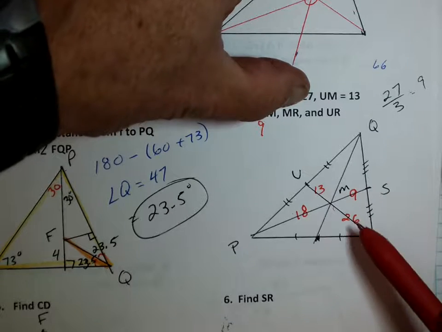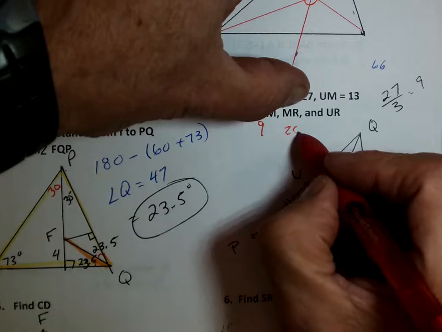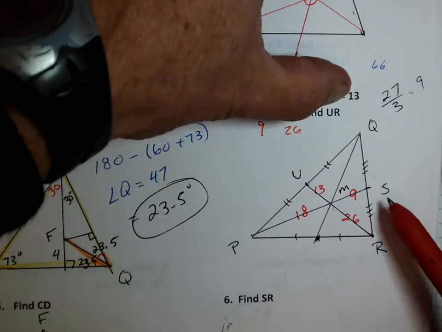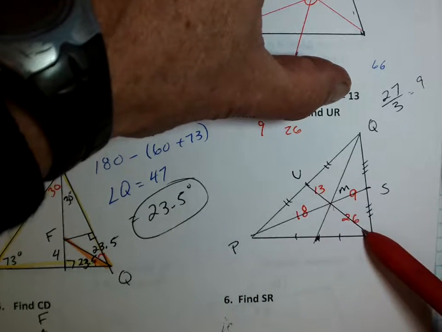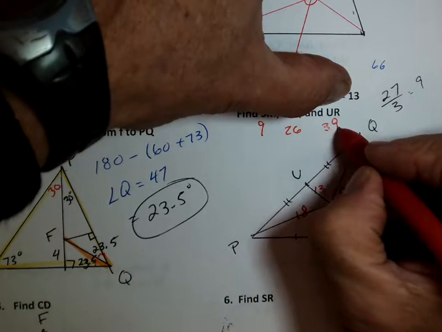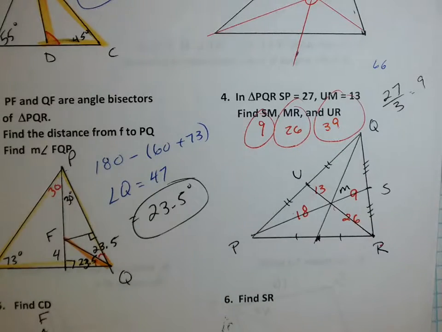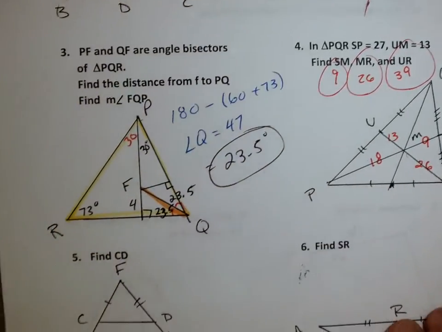MR is 26, and UR is, let's see, 13 plus 26, the whole thing has to be 39. Okay, that's my answers. Because it cuts it into thirds, we talked about that the other day. Of course, from there, we can go ahead and just get it done.